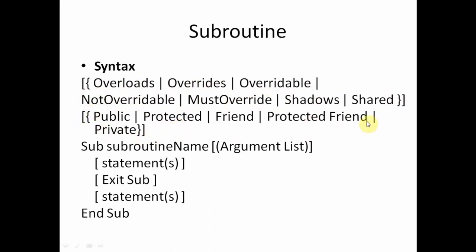And these are the access modifiers. Some also call it an access specifier. It is also known as visibility mode, which decides the scope of your subroutine. That is Public, Protected Friend, or Private. After that comes Sub, then the subroutine name and an optional argument list. Then we can write statements, we can also write Exit Sub, then there can be other statements, and the procedure will end with the End Sub keyword. Now let's see the meaning of each and every word written within this syntax.